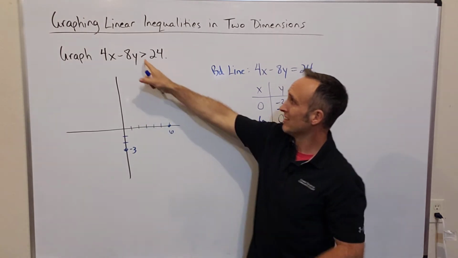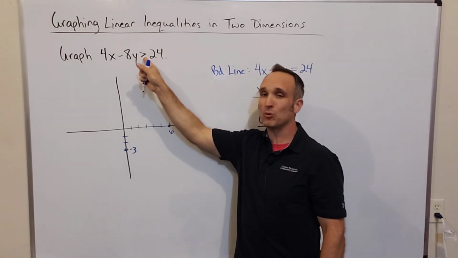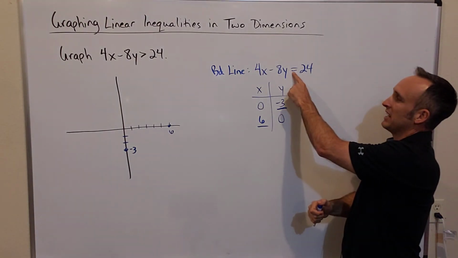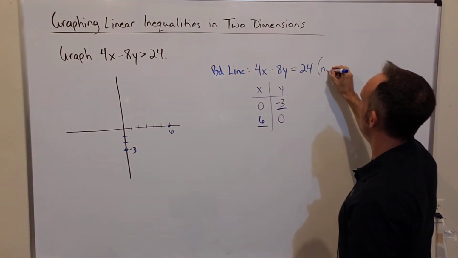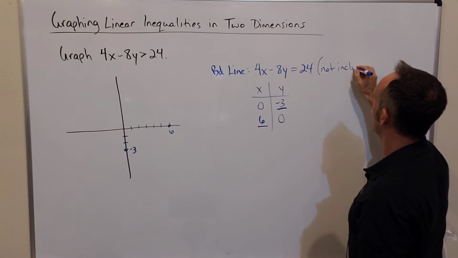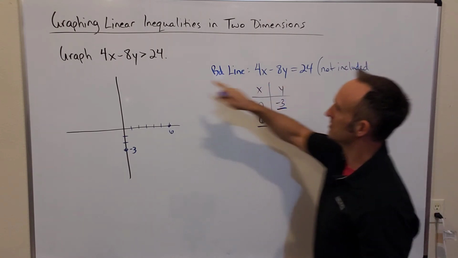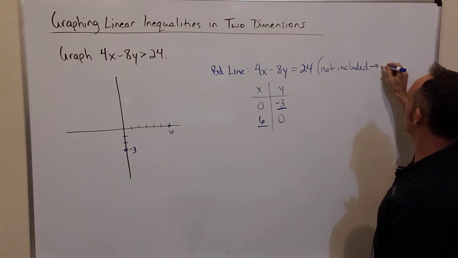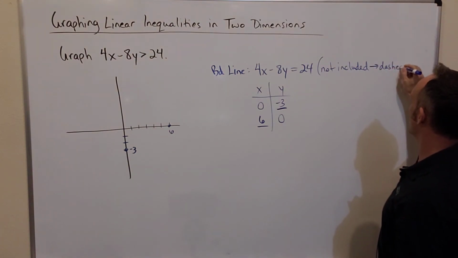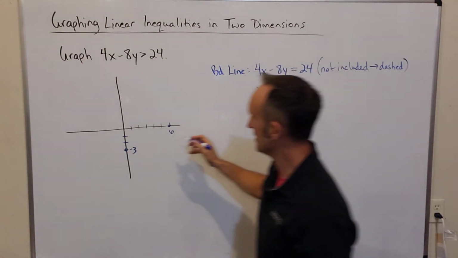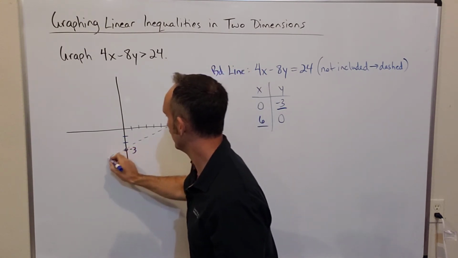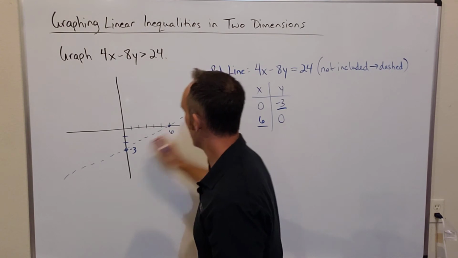And because this does not have an equals in it, we don't include the equals case. So our boundary line is not included, again, because the original inequality does not have an equals. So that means it's a dashed boundary line or a dotted boundary line. So when I connect these, I'm going to be careful to use dots instead of a solid line. Okay, so there's my boundary line.